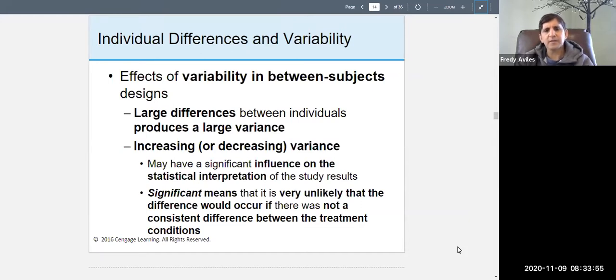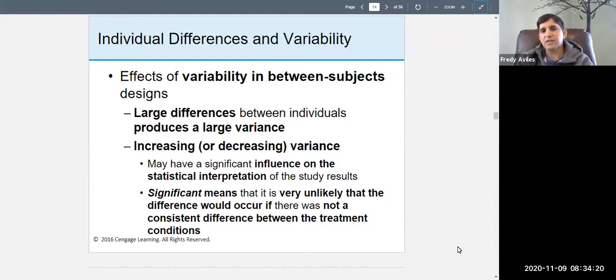Increasing or decreasing the variance may have a significant influence on the statistical interpretation of the results. So increasing or decreasing the variation in the scores can affect whether you find a real difference in the scores, let's say between the treatment and the control group. It affects the statistical interpretation. And I'll explain how in a moment.